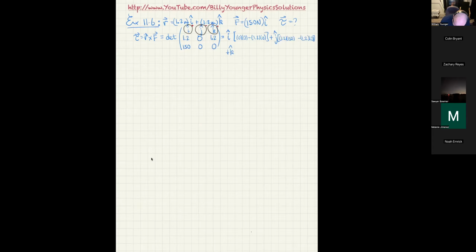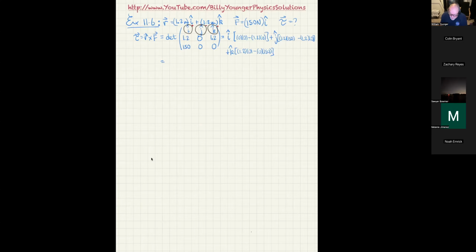And again, when I do the K term, that means this column disappears and this row disappears, and I'm left with this 2 by 2 matrix. And it's positive, so I just do the normal determinant, this minus this. So in this case, I get 1.2 times 0 minus 0 times 150. And that's it. So the answer in this case turns out to be 0 I hat and 0 K hat.